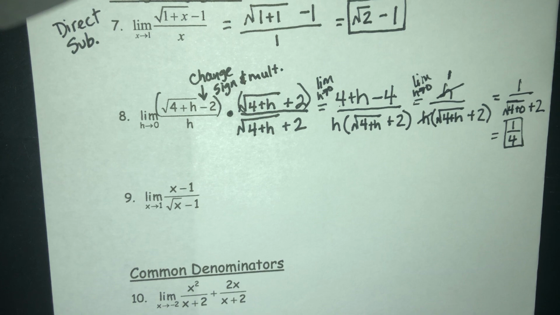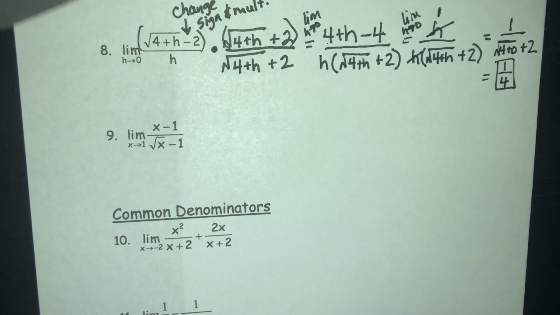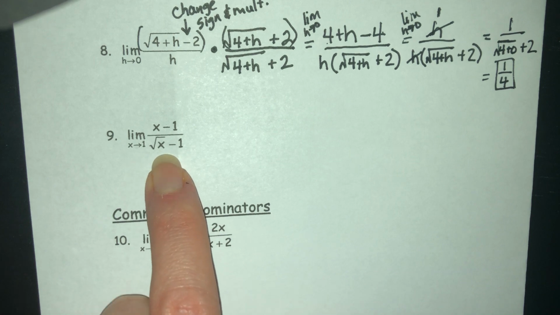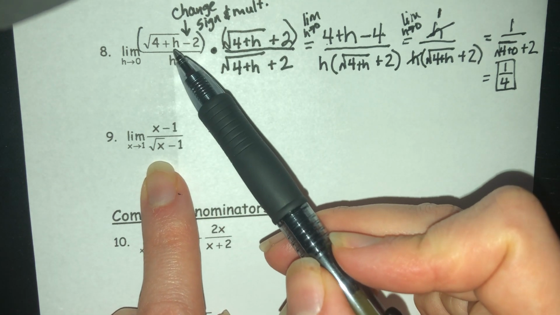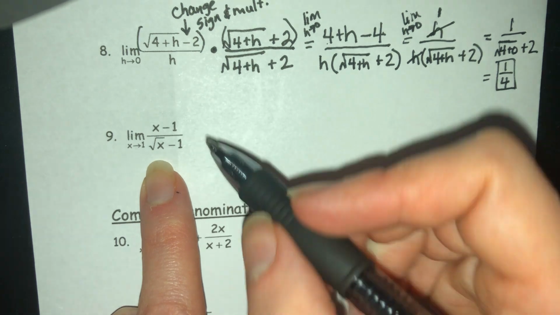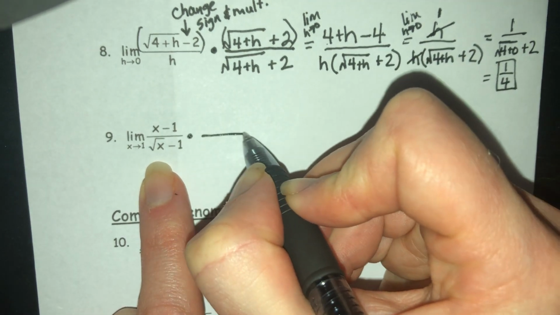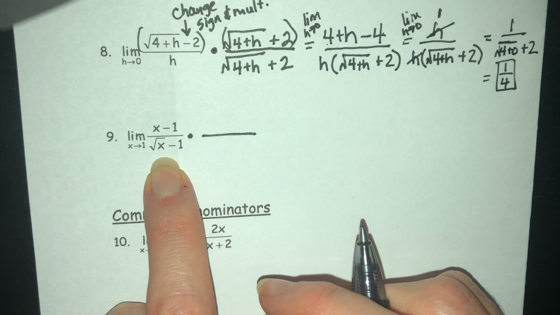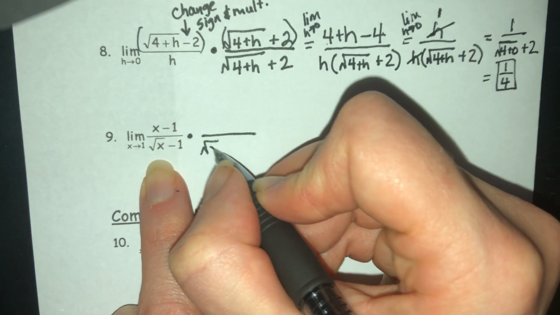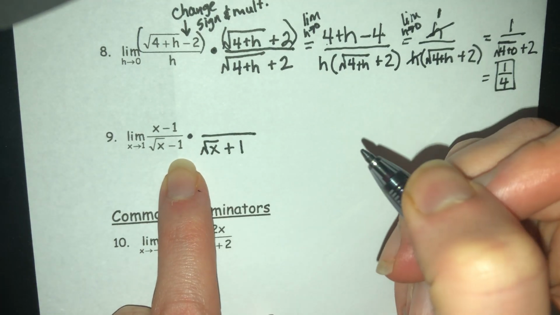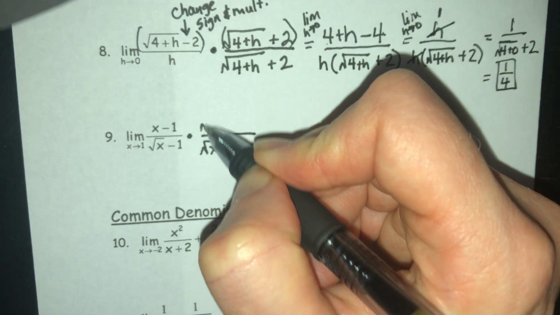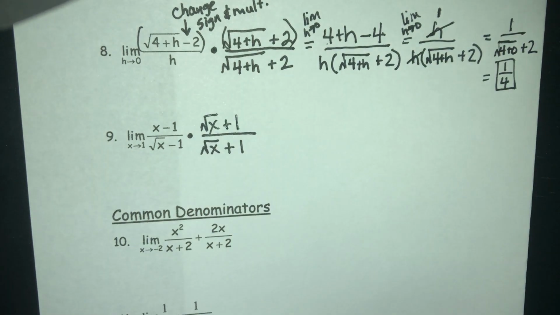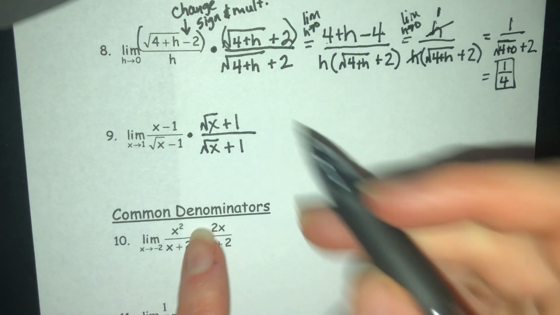Now we're going to go on to number 9. This is another conjugate problem. If you substitute in the 1 in the denominator, you'll have 0. So we look for the part of the fraction that has a square root. From number 8, it was on the top. For number 9, it's on the bottom. It's in the denominator. So for the denominator, I'm going to multiply by the conjugate of that denominator. So it's going to be the square root of x plus 1, because I'm just changing the sign in the middle and then multiplying by that over itself. So I'm just multiplying by a clever form of the number 1, not changing the value of the function.